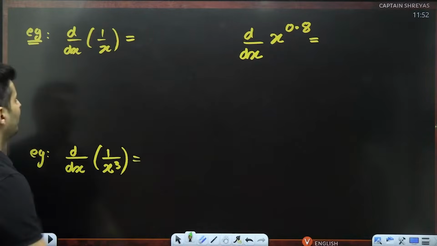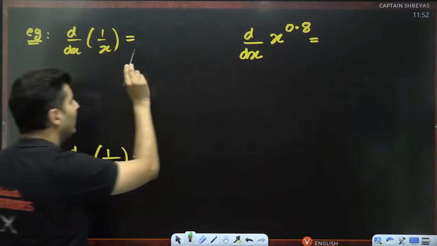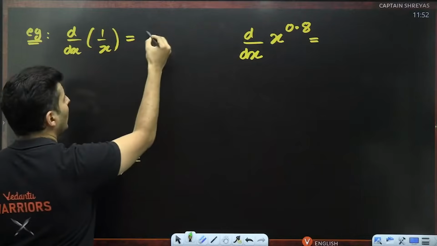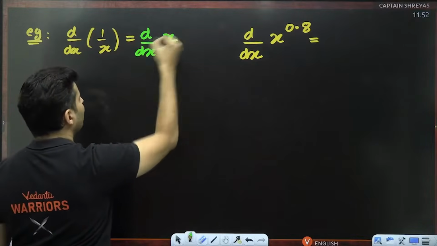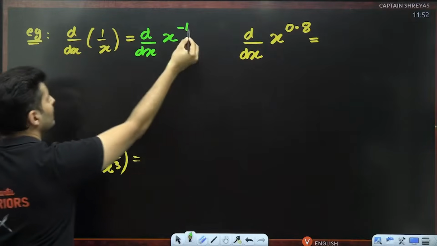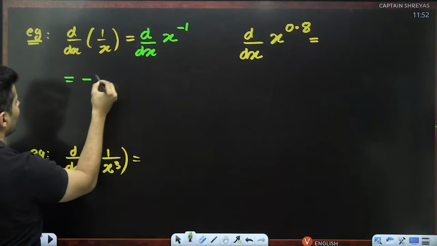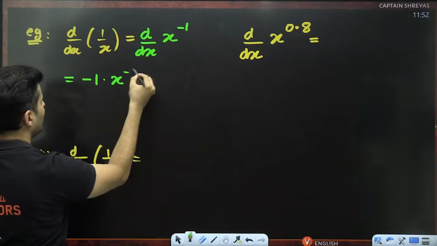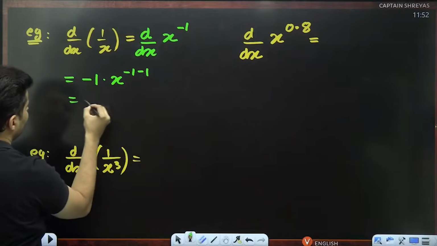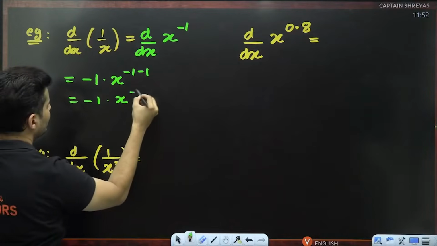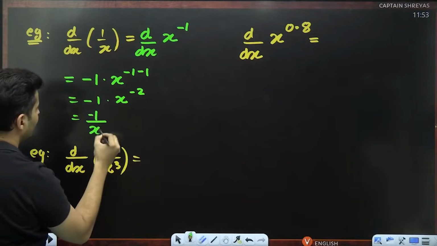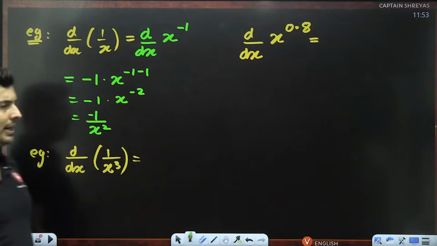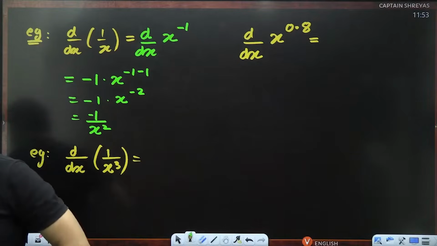Let's see the first one. X is below, don't do anything. Now take it on the top. Always write it in the power form. D by dx, always bring the powers on the top. It will become x raised to minus 1. Now write it properly. It will be minus 1 into x raised to minus 1 minus 1, which is minus 1 into x raised to minus 2. So I can just write it as negative 1 by x square. X square will come below. Very good. Excellent. Proud of all of you.